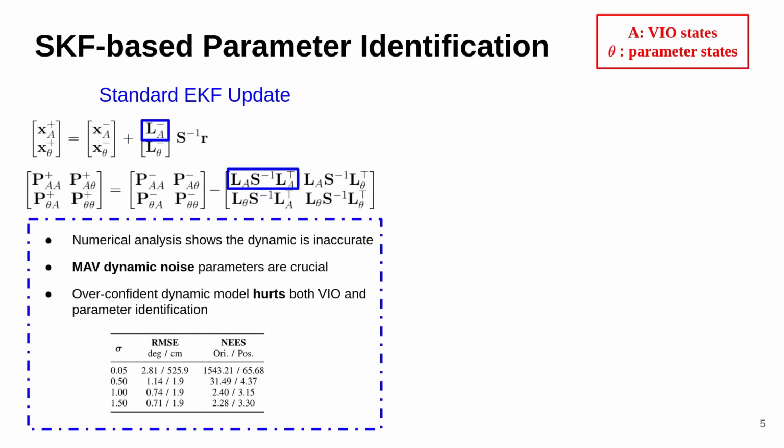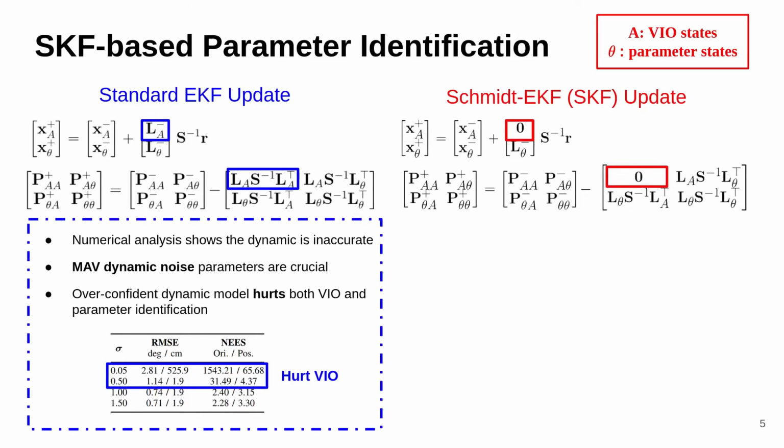Our numerical analysis already shows the dynamic model is inaccurate. As expected, the MAV modeling noises are very crucial. Overconfident noises will hurt performance. To address this issue, we propose the Schmidt Kalman filter.